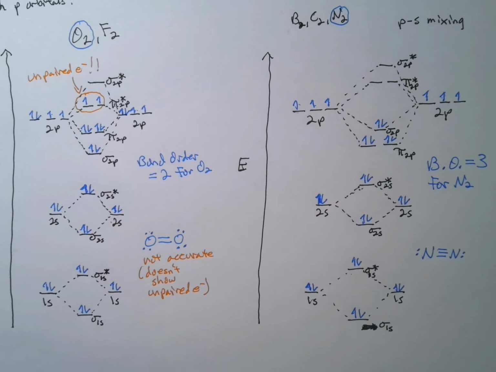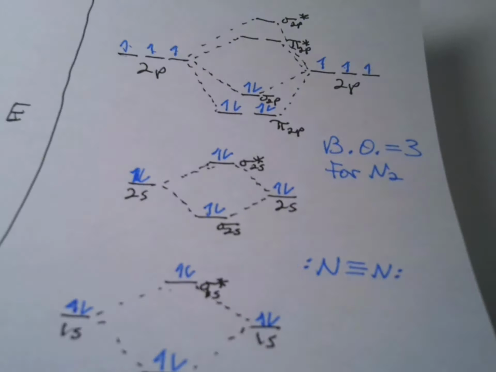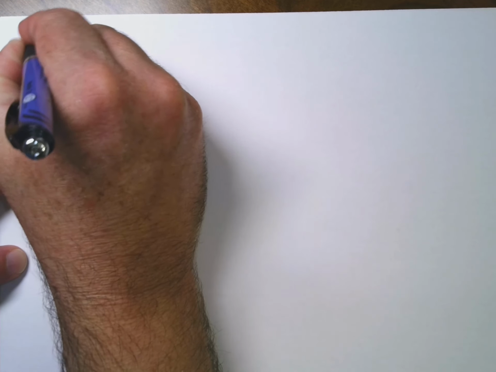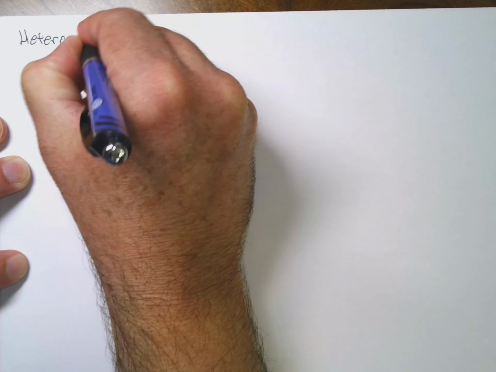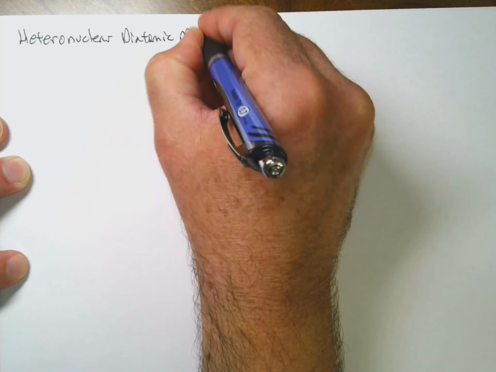Now, what if we had different atoms bonded together? So instead of O2, H2, N2, what if we had, I don't know, NO? Let's take a look at NO. NO was Molecule of the Year back in 1995, 96, something like that. We call these types of molecules heteronuclear diatomic molecules.